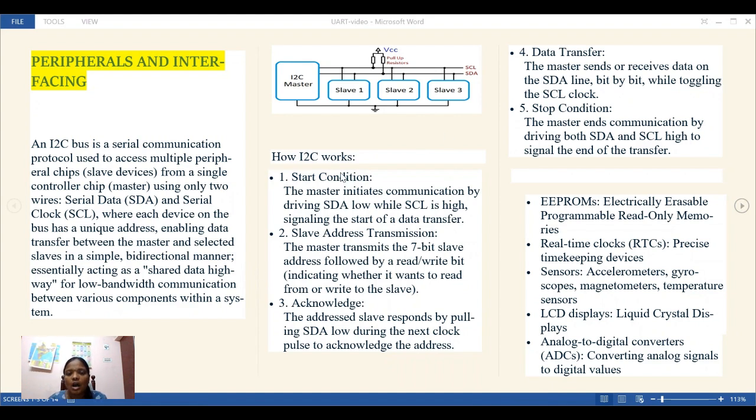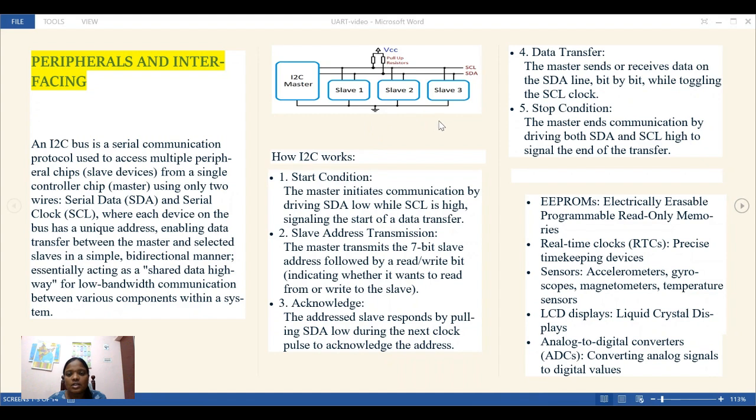Next, let us see how it works. The first one is the start condition. The master initiates the communication by driving the SDA, that is the serial data line, low, while the serial clock is high, signaling the start of a data transfer. And the next one is the slave address.